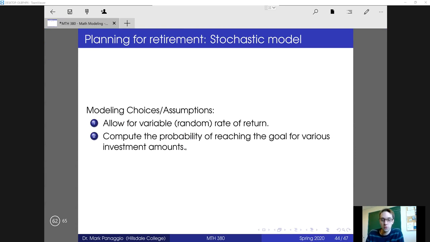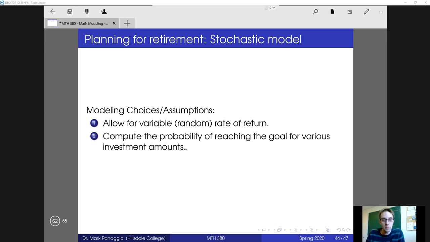We might want to introduce a stochastic model, and we could do that by introducing a variable rate of return. Instead of using r equals 0.004 consistently, we could generate random rates of return that are consistent with actual stock market returns. And then from that, we could see what it will look like after 45 years of those random returns. Once we've got one simulation done, we can simulate this many, many times, and then look at things like what is the probability of meeting our goal for various different saving amounts. Okay? All right, so let's look at how we could do that.